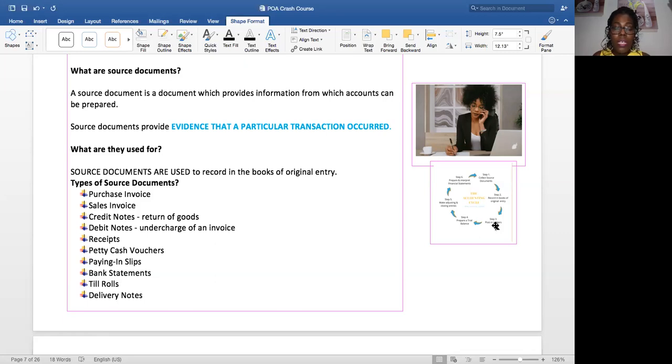Credit notes, these are source documents used when you return goods. So whether you return goods to your supplier or your customers return goods to you, you're going to issue or collect a credit note.